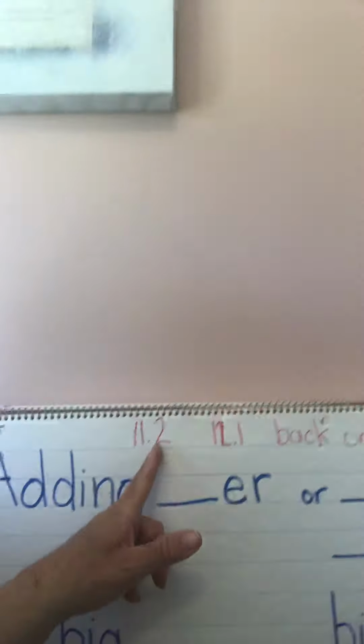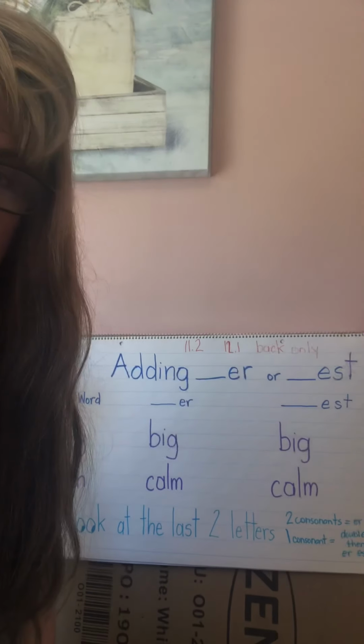Hey guys, today, April 20th, we're going to look at our skills. Today we have 2 pages, 11.2 and 12.1, where we're only going to do the back. We're not doing the front, just the back of 11.2 and 12.1. Both of those pages talk about seeing if we know how to take a root word and add ER or EST to see if we know what to do. So let's do a mini lesson on this right now.